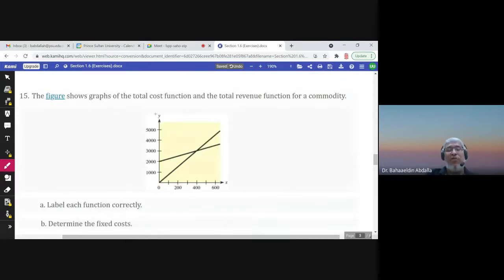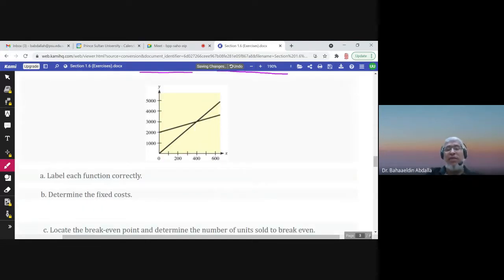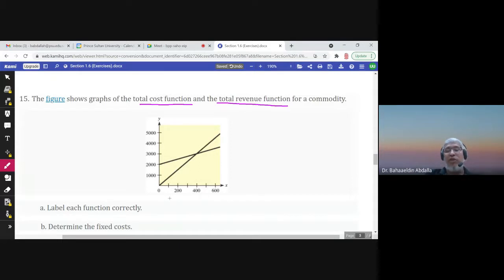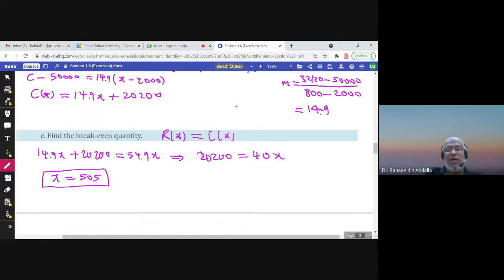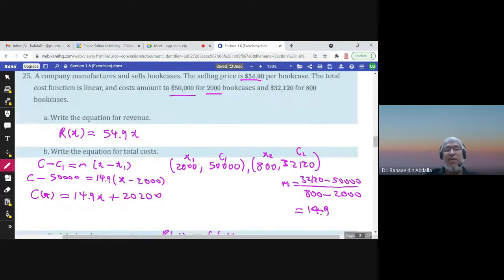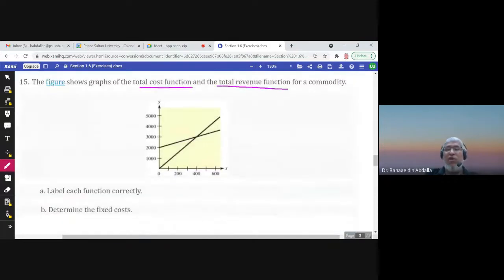Here we have the total cost function and the total revenue function graphed. And he wants me to label each function correctly. So which one of them is the total revenue and which is the cost function? Well, the revenue, as you see, is always R(x) equals a number times X. So the x-intercept and the y-intercept here are zeros. So the revenue always passes through the point (0, 0). So this line represents the revenue function.